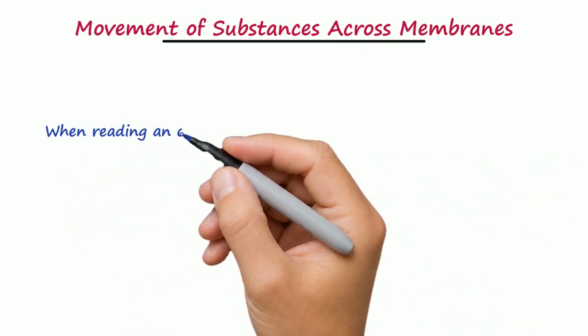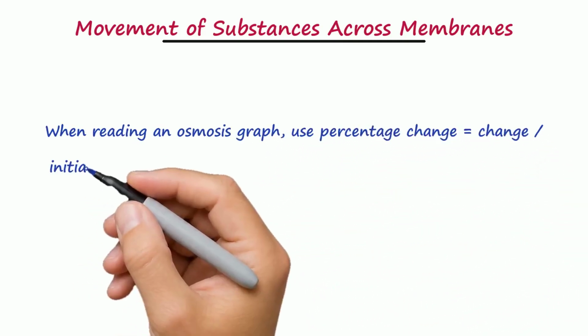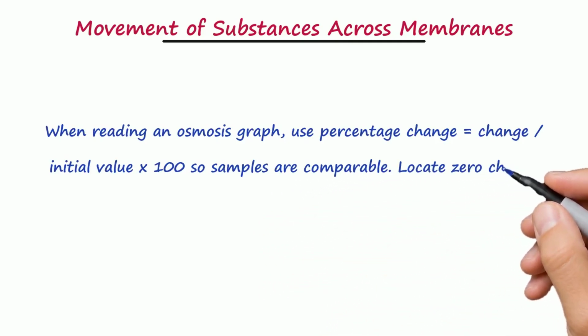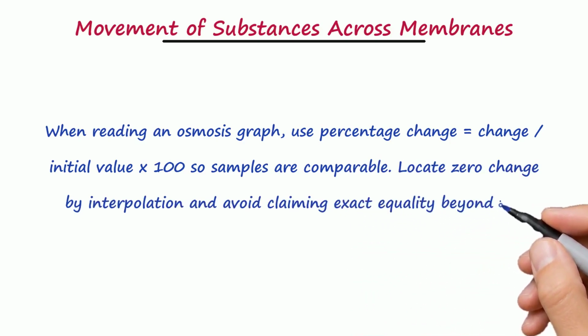When reading an osmosis graph, use percentage change equals change over initial value times 100, so samples are comparable. Locate zero change by interpolation and avoid claiming exact equality beyond the graph's precision.